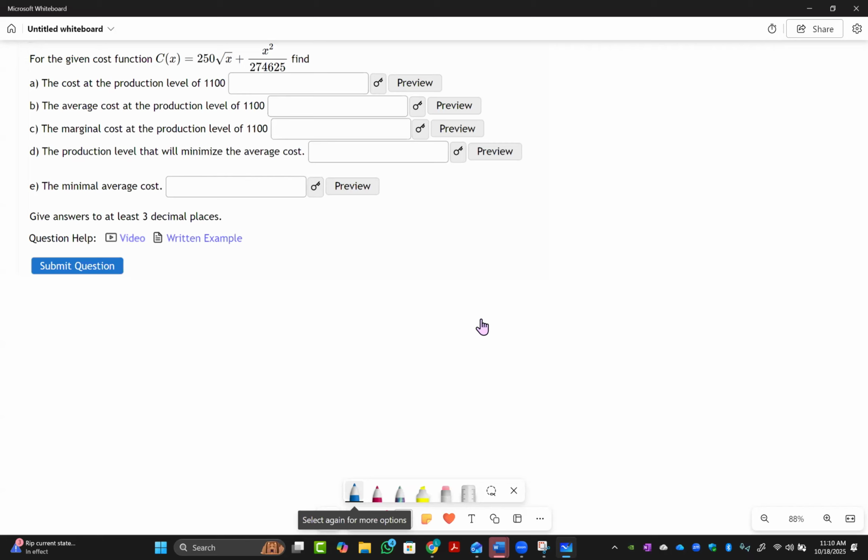Solve for X. Do we have to solve for X? No, because we're solving for the cost. We're being asked the cost. The production level is 1100, and you told me that that is X. I would just plug it in.